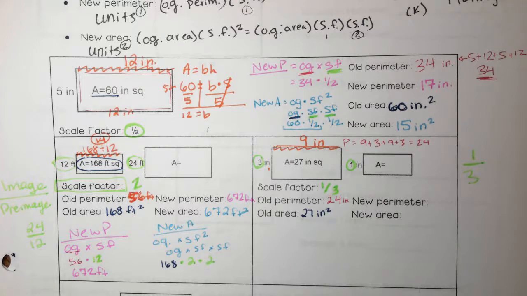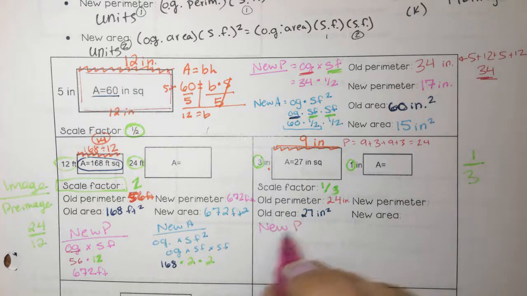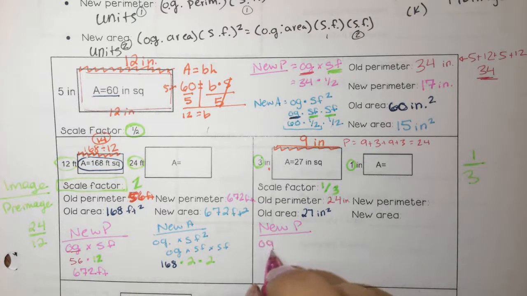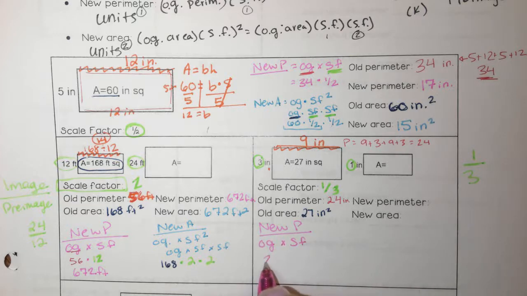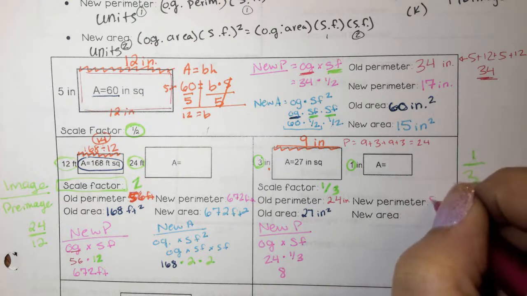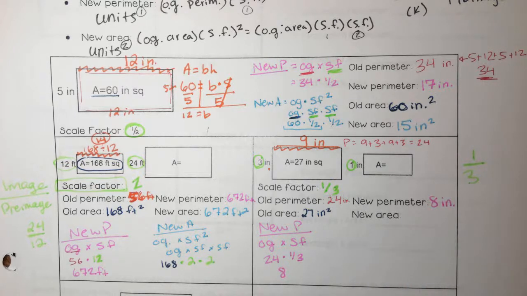Okay, now we get to use that cool shortcut that we learned yesterday to find a dilated perimeter and a dilated area. So to find that dilated perimeter, or the new perimeter, we'll take the original perimeter and multiply it by the scale factor. The original perimeter was 24. The scale factor is 1/3. 24 times 1/3 is 8. This is measured in inches, 8 inches then, is the new perimeter.